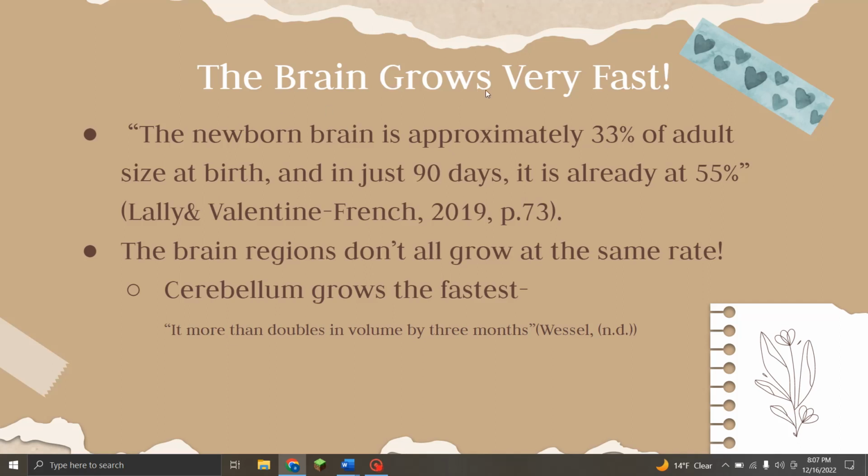Now, the brain grows very fast. The newborn brain is approximately 33% of the adult brain at birth, and in just 90 days is already at 55% growth. Now, the brain regions don't actually grow all at the same rate. Some grow faster than others, and in fact, the cerebellum grows the fastest. And your cerebellum is where you have motor control and movement. So, by 3 months, it will actually more than double in volume.